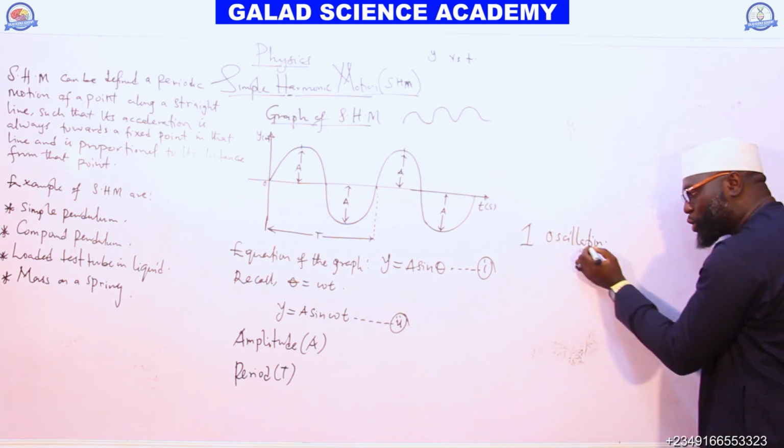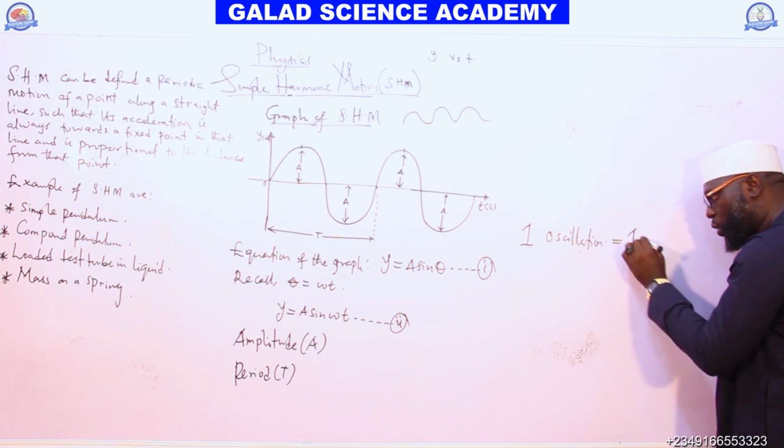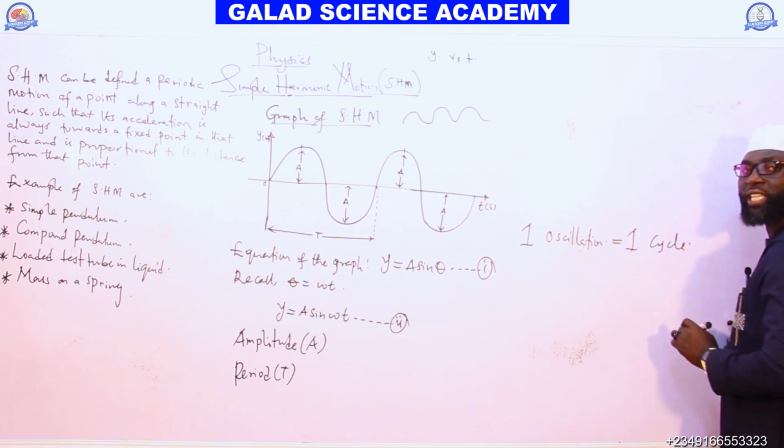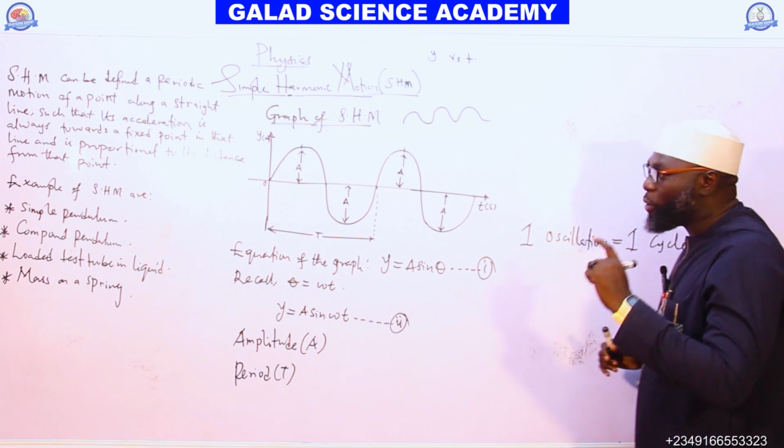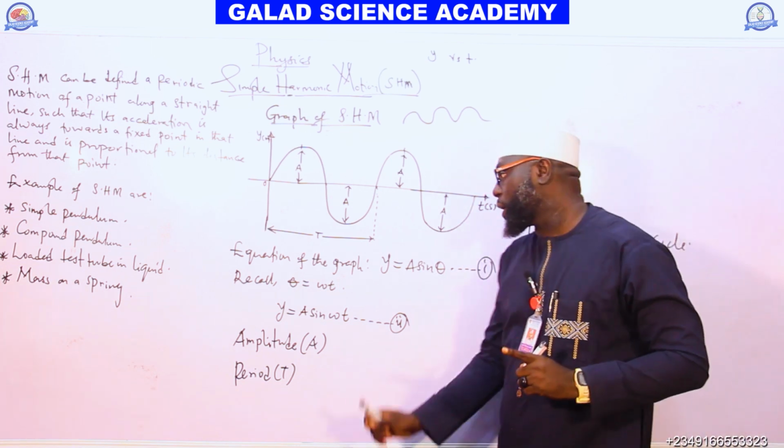One oscillation means what? One cycle. What do I call it? One cycle. So the time taken for a wave to complete one cycle is called period.